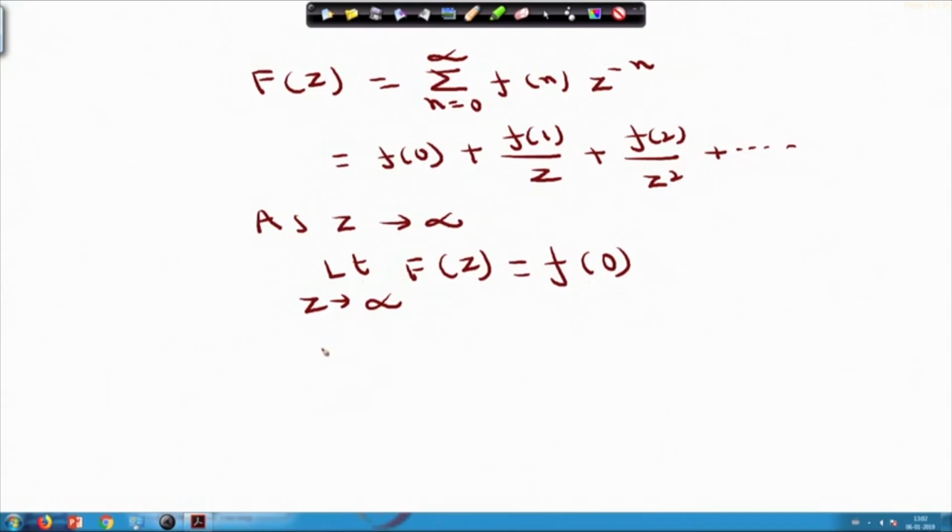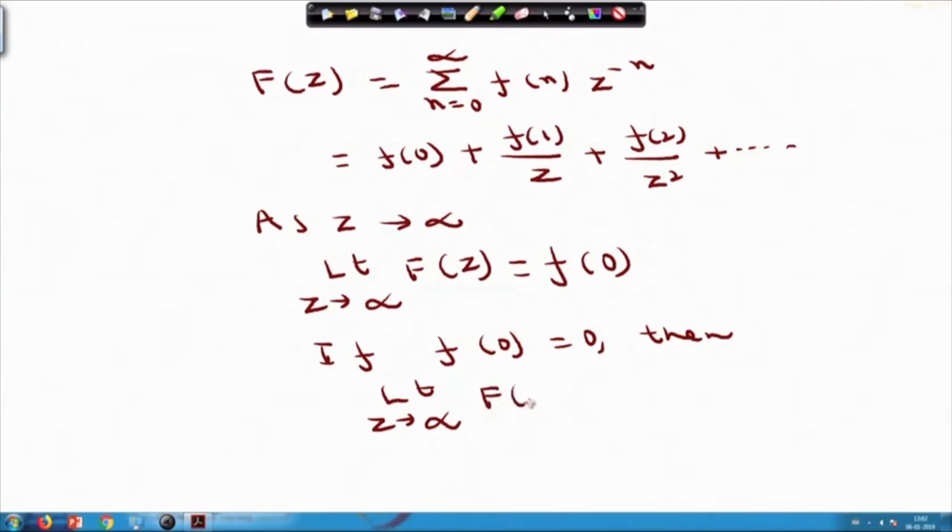And please note here, if your f 0 equals 0, then we can prove that the limit as z approaches infinity of z into F z will be equal to f 1. I am not giving the proof of this; just note that if f 0 equals 0, then the limit as z approaches infinity of z F z equals f 1.